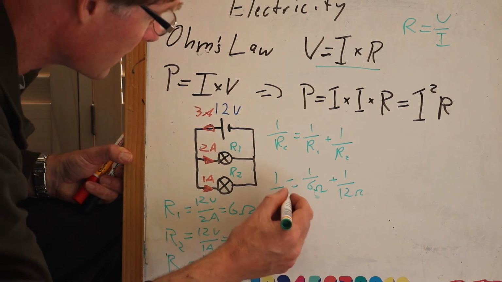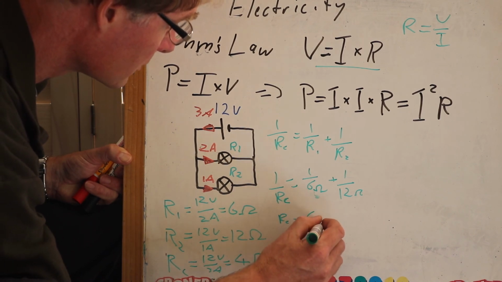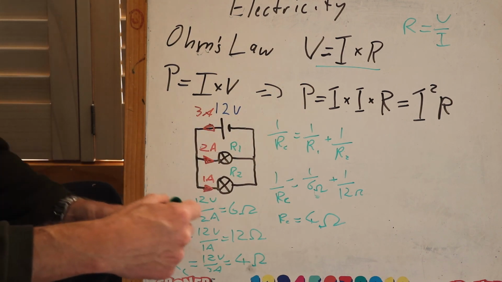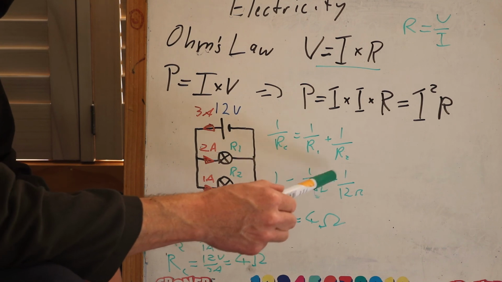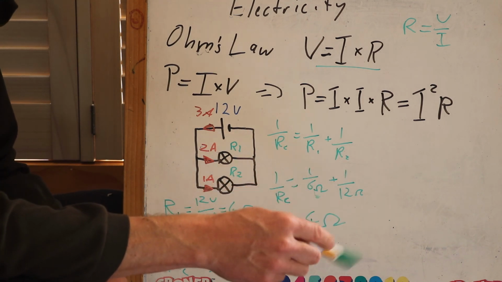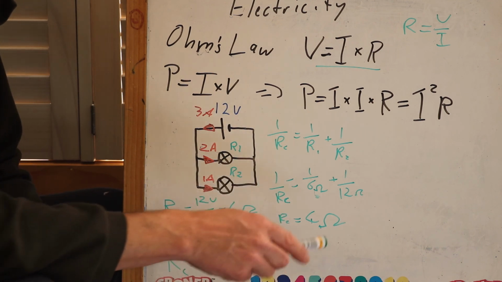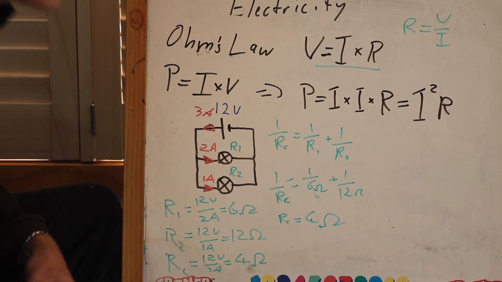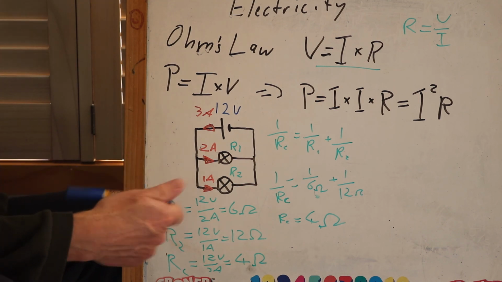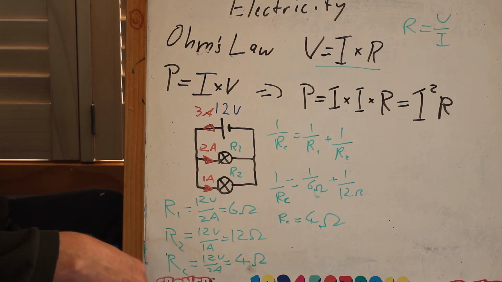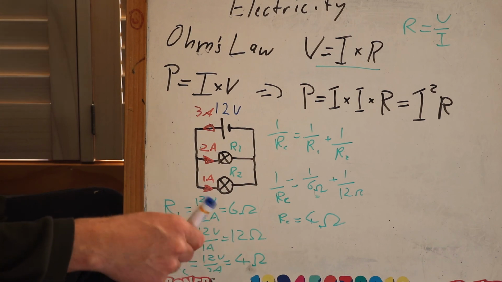So my RC is 4 ohms from this equation as well. If you type it in, type 1 over 6 plus 1 over 12 equals, and then you have your inverse button, and then you get the 4. Another question you might get in an exam paper: which one of those two bulbs is the more powerful one? And calculate the power of that light bulb.